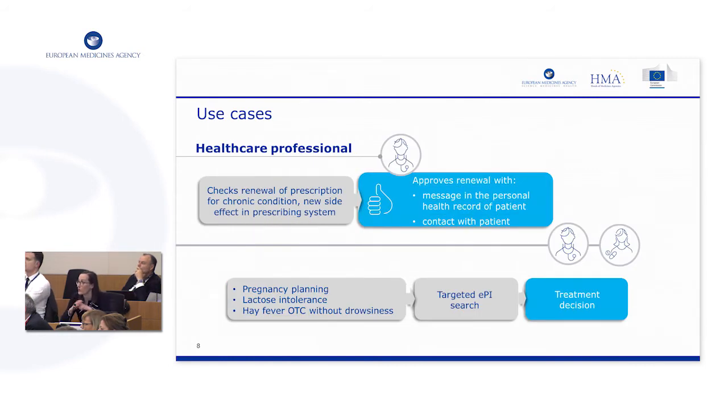From the point of view of the healthcare professional, one use case is that the healthcare professional in the e-prescribing system checks renewal of a prescription for medicine for a chronic condition, and can see new information in the prescribing system, as it also has been mentioned by our pharmacist colleagues this morning. If that information is relevant for the patient they're renewing the prescription for, then they can approve renewal of the prescription and contact the patient in some way and discuss the new information with that patient.